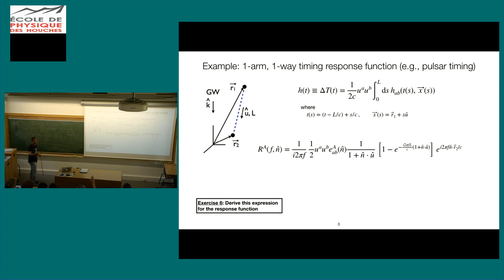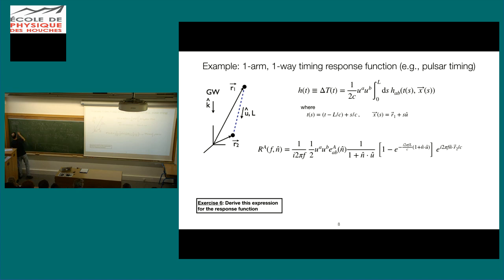What's n hat in this problem? N hat, okay, I'm sorry. Okay. Yeah, so n hat is the direction to the gravitational wave source. That's right. So n hat here is minus... Okay, so the gravitational wave in this particular picture is shown propagating in direction k. n is equal to minus k. Sorry about that.